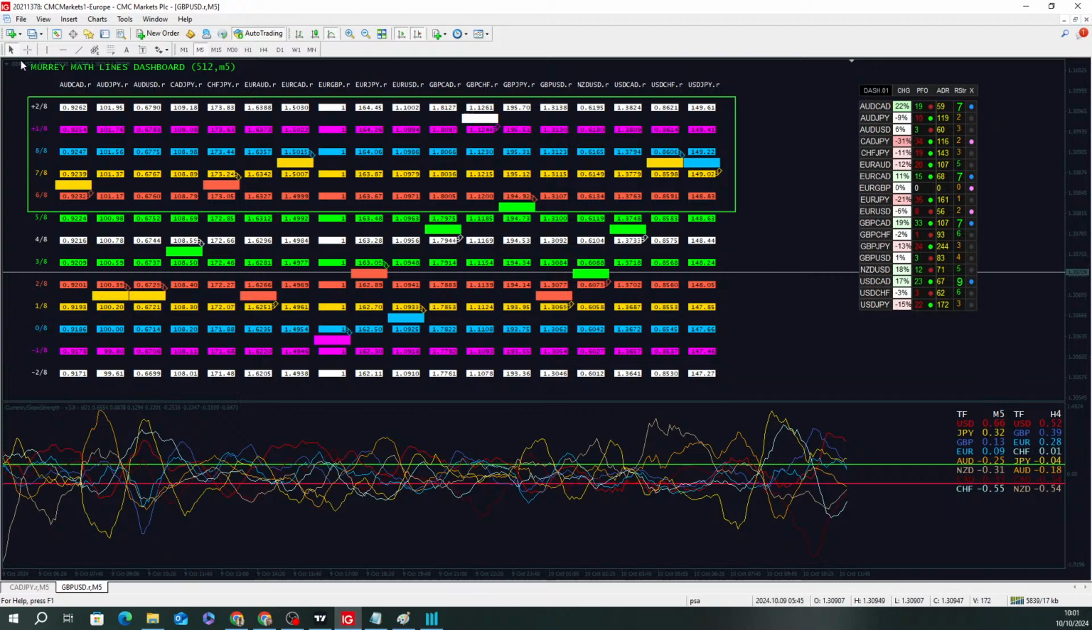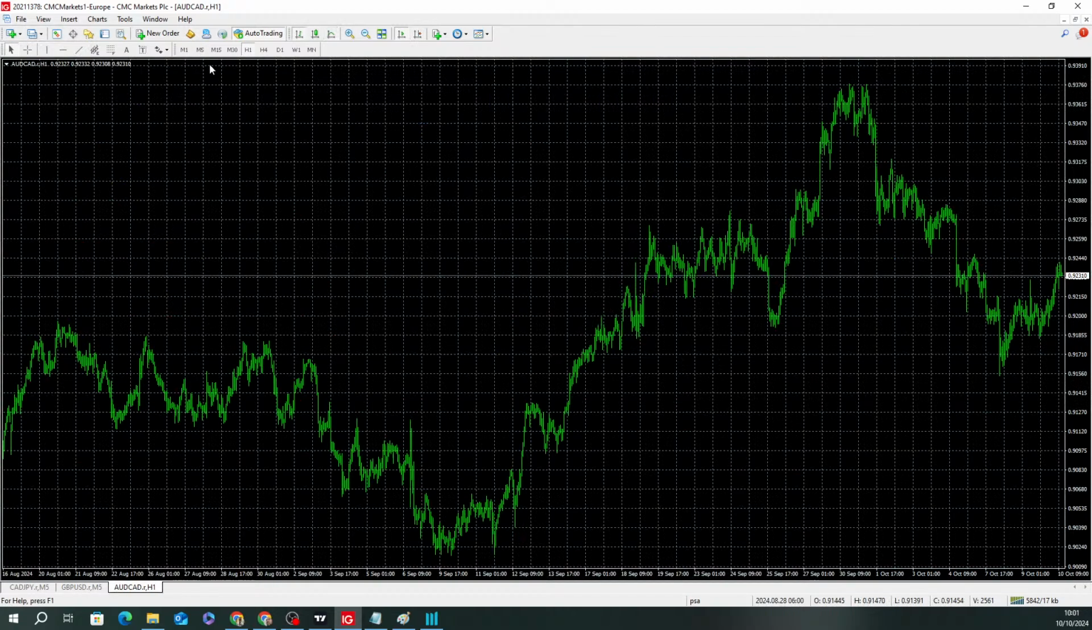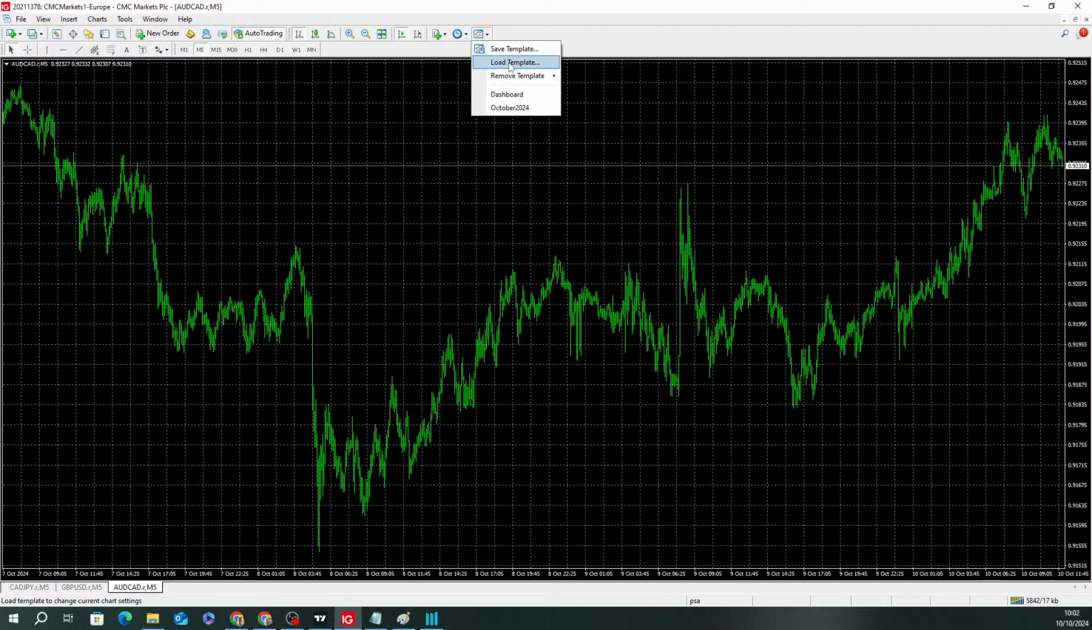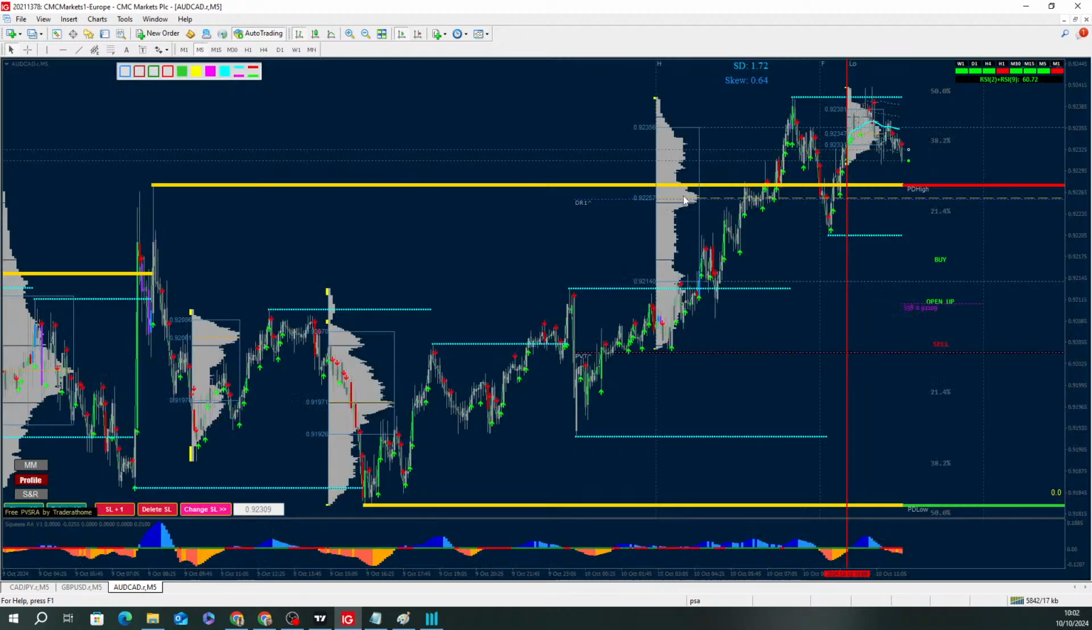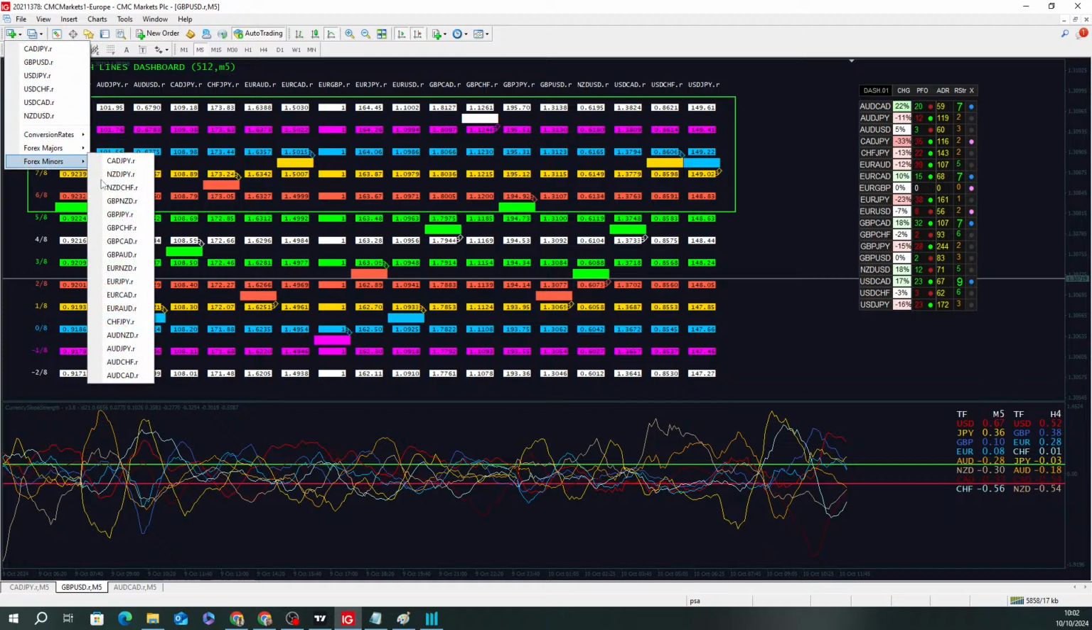So let's open the Australian dollar, Canadian dollar, 5 minutes, and we load the template. I'm going to be explaining all this. What we are doing right here is selecting the pairs first. Then we have the Swiss yen, that is doing nothing right here. So we have the Euro card, that is an up pair as well. So we're going to open the Euro card.